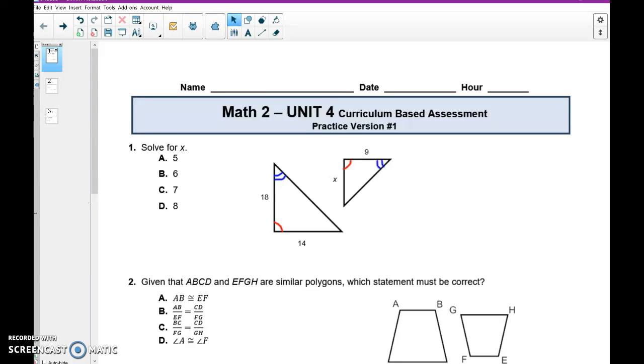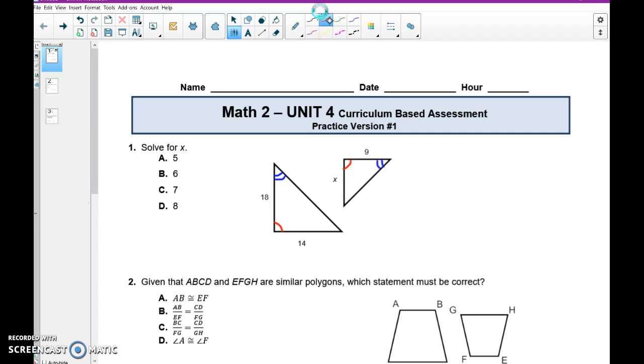Alright guys, so here are the first 3 questions from the CBA practice that we did last Friday. Overall, you guys did really well. I'm super proud of you for how much you worked on that. But hopefully this will help you miss or fix any questions that you might have gotten wrong. So we're just going to do the first 3 on this one.